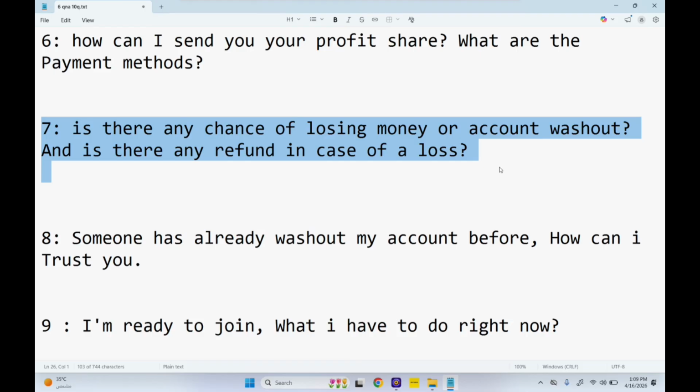As you know, the profit and loss both are part of the business. But guys, you don't need to worry about that because I'm always available here to help you. I'll not leave you alone like some other scammers who block people and run away. Whenever we have a loss or drawdown, we will cover our previous loss first before any next profit sharing.